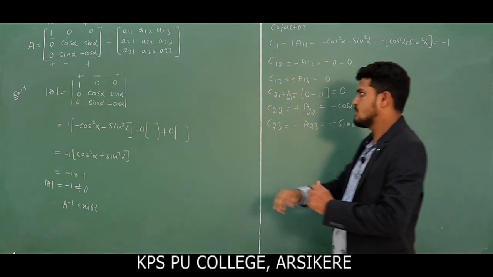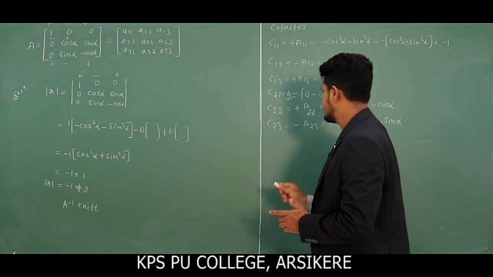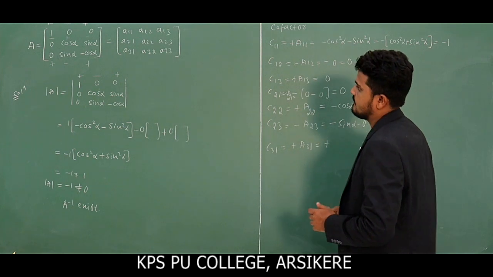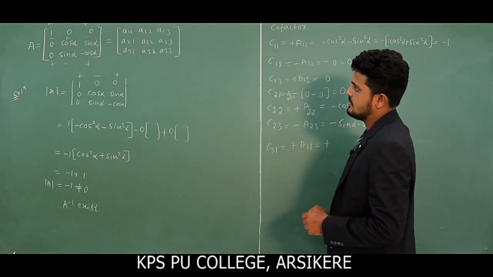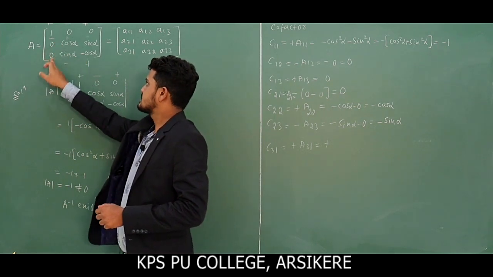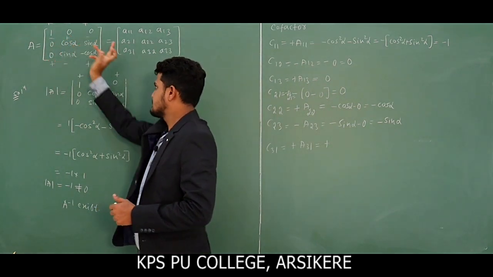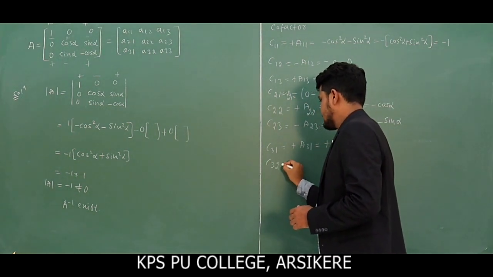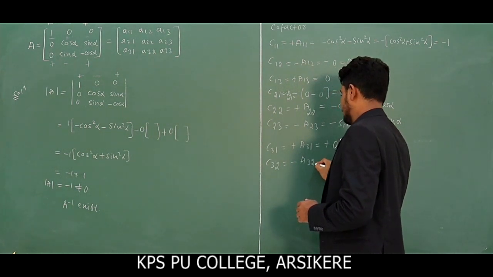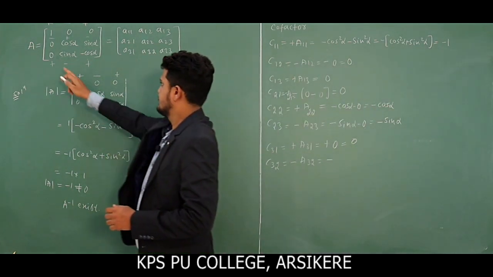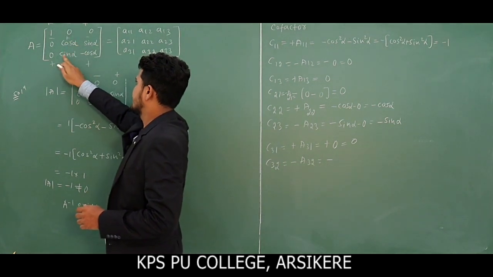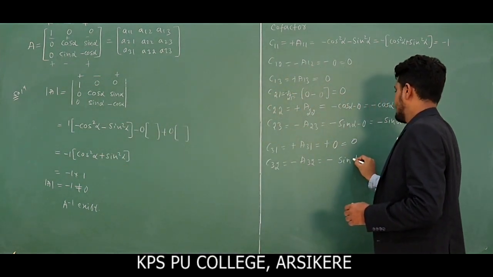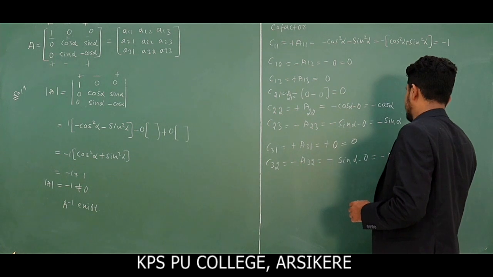Next we have to find the cofactor of A31. C31 is the sign plus of A31, eliminating third row, first column: 0 into sin alpha is 0, 0 into cos alpha is 0, which is equal to 0. Next C32 is the sign minus of A32, so minus of, eliminating third row, second column: 1 into sin alpha minus 0, which is equal to minus sin alpha.